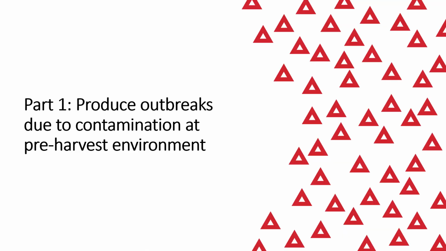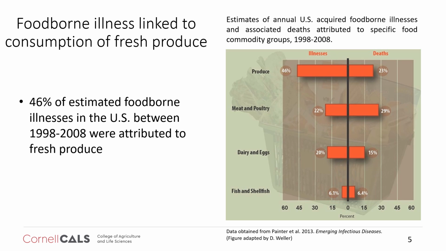Now, let's begin with the first part, which is produce outbreaks due to contamination at pre-harvest environment. To start, let's first discuss why we need to employ geographic information model tools towards produce safety. As we can see from this graph, in recent years we have learned that fresh produce, including leafy greens contaminated with foodborne pathogens, represents a major contributor to foodborne illness.